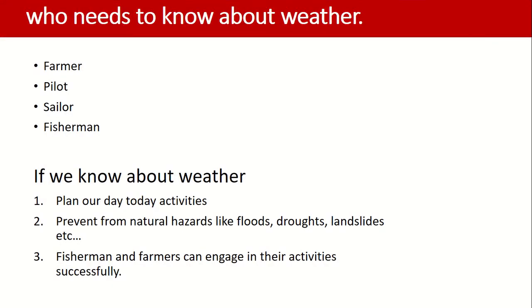So you can also use different types of equipment and observations. You already learned that there are different equipments we use to measure different elements of weather. But to measure the nature of the clouds, we only use observation. Now, tell me, who needs to know about weather? Farmer, pilot, sailor, fisherman are some of the people who need to know about weather. There are many people. If we know about the weather, we can plan our day-to-day activities. Prevent from natural hazards like floods, droughts, landslides, etc.